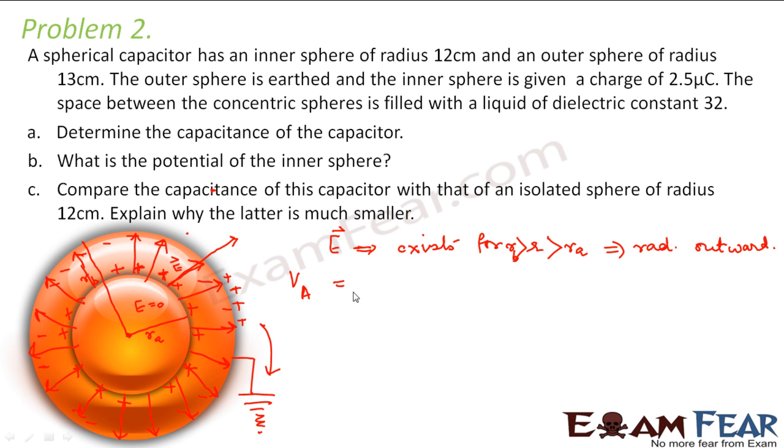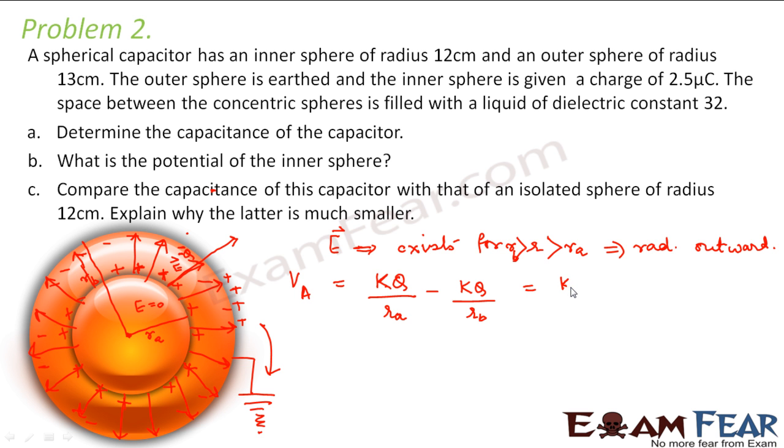So what would be the potential on sphere A? It would be nothing but kq by Ra because of the smaller sphere, and minus kq by Rb because of the bigger sphere, because this smaller sphere has plus q and this bigger sphere has minus q, right? So it will be minus kq divided by Rb.